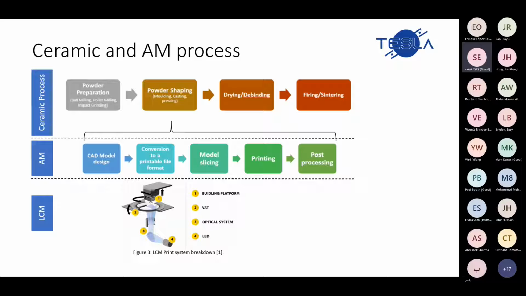For the additive manufacturing approach, in this case, you replace the powder shaping portion with an additive manufacturing step. This includes a CAD model design. You convert this CAD model to a printable file format. You slice this model into the printed slices. Then you print the object, and in this case, you require some post-processing in the form of cleaning.